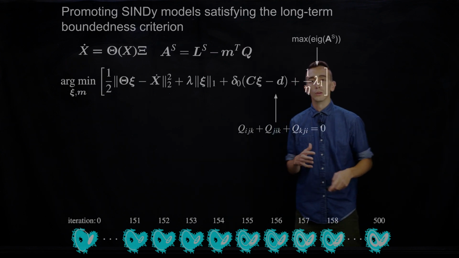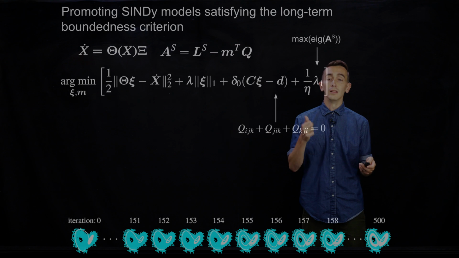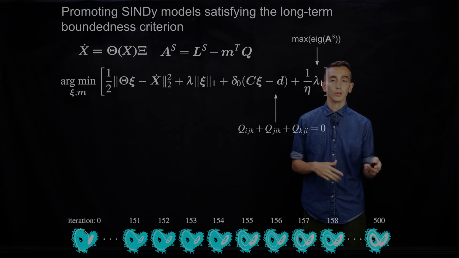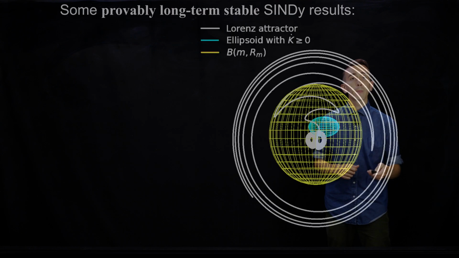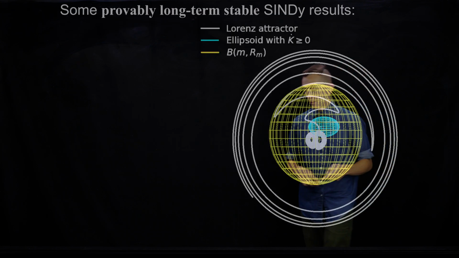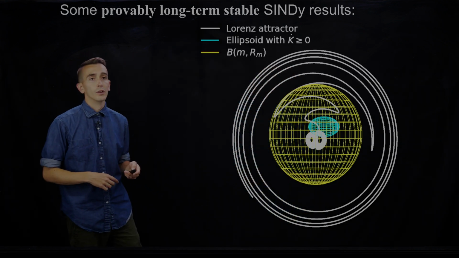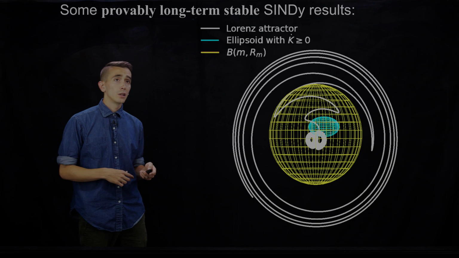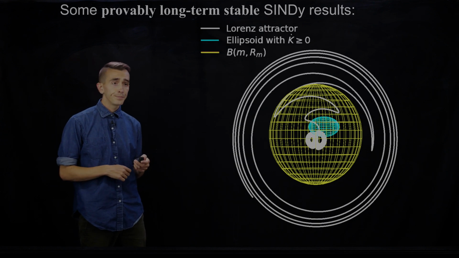That gives us a sense that the algorithm is working well, and it actually outputs the M that shows you have a stable model. So you can post hoc check that these models are stable as well. The technical details of the algorithm are fairly complicated, but now we can just show some of these provably long-term stable SINDy models.